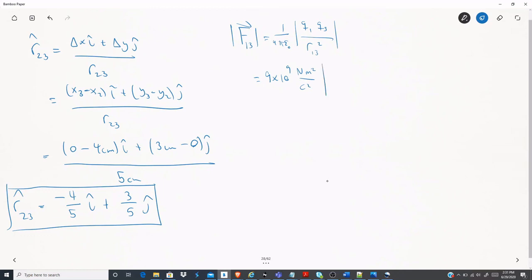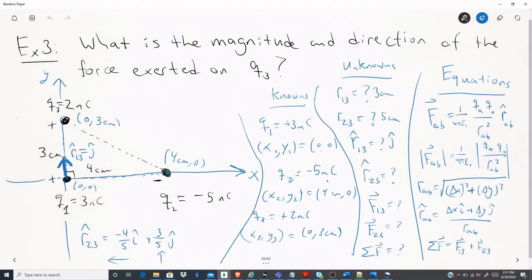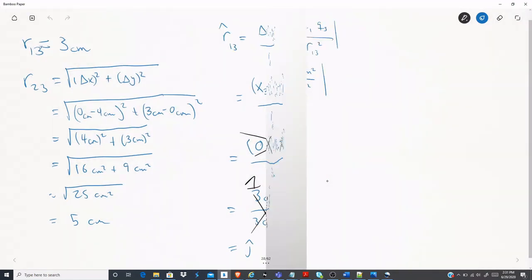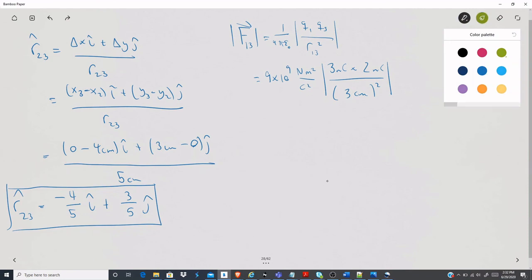Charge 1 is going to be, let me just refresh my memory here. I think it was 5 nanocoulombs. Okay, no. So charge 1 is 3 nanocoulombs, and charge 3 is 2 nanocoulombs. So I can have a 3 and a 2. So I'm going to have 3 nanocoulombs times 2 nanocoulombs, all divided by 3 centimeters squared. Since all the factors in this expression are positive, I don't really need to worry about the absolute value signs, so I will drop them on the next step.